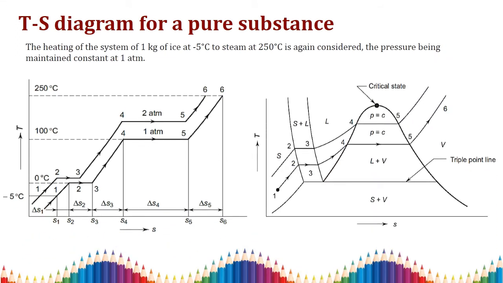Then, we have to draw the TS diagram for a pure substance. Again, the temperature and entropy curve is here. For example, ice at minus 5 degrees Celsius will get heated up and convert to ice at 0 degrees Celsius. Then this ice at 0 degrees Celsius will be converted into water at 0 degrees Celsius. Then this water will be heated and go up to 100 degrees Celsius, and again the latent heat will be given.